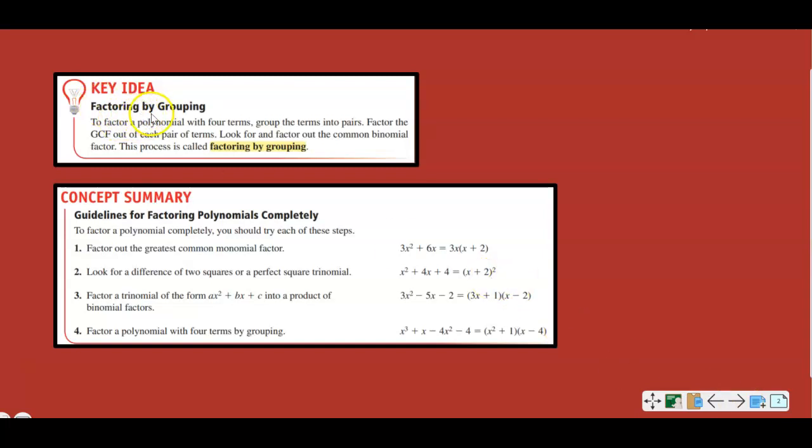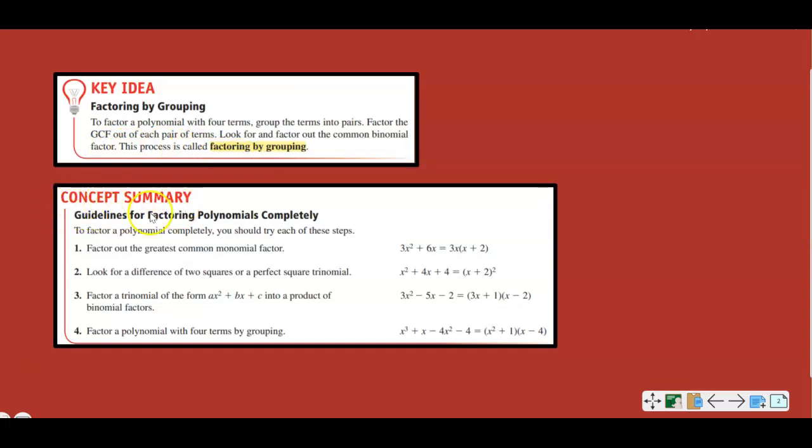Again, factoring by grouping. To factor a polynomial with 4 terms, group the terms into pairs. Factor the GCF out of the pair terms. Look for and factor out the common binomial factor. This process is called factoring by grouping.